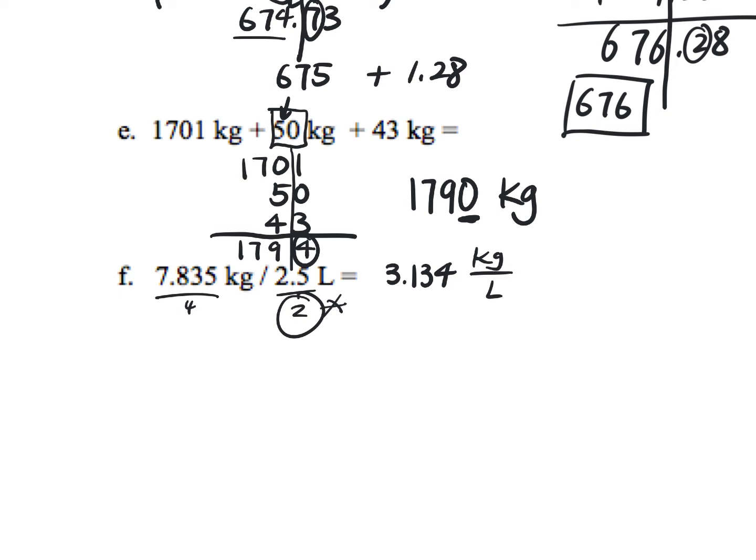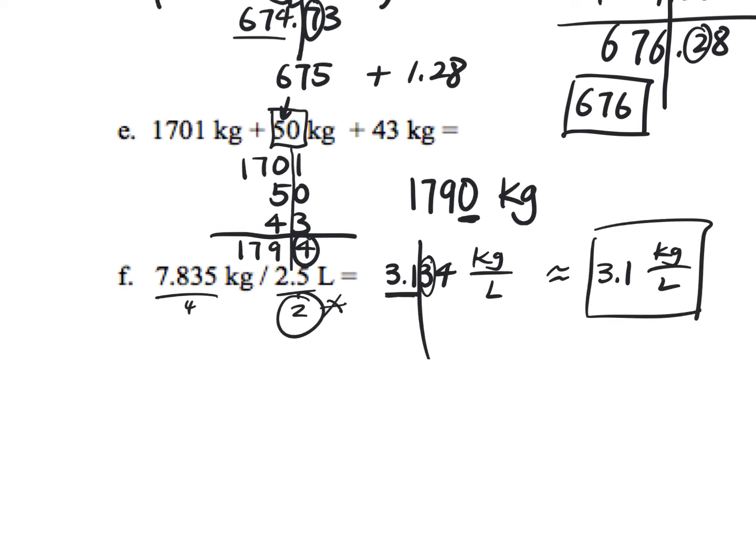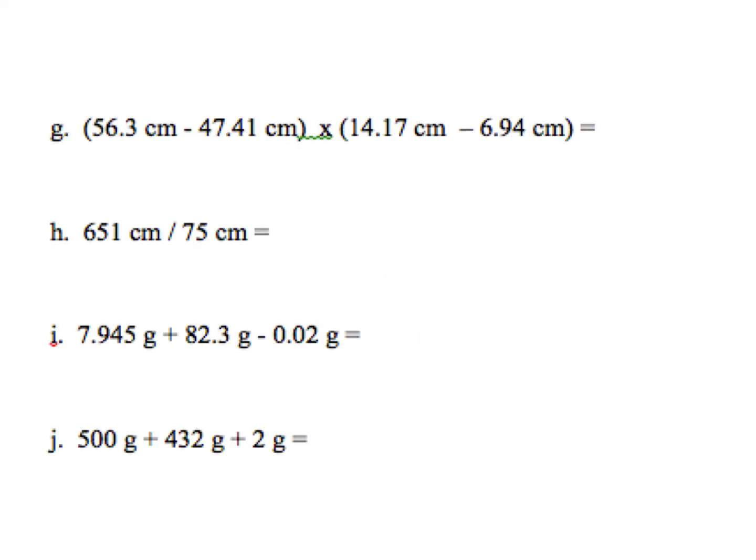Okay, but I'm not done here because I need the sig figs to be 2. Draw a line here. The 3 I don't round up, so my final answer is 3.1 kilogram per liter. Good. Next one. Oh, okay, we do the parentheses first, right?